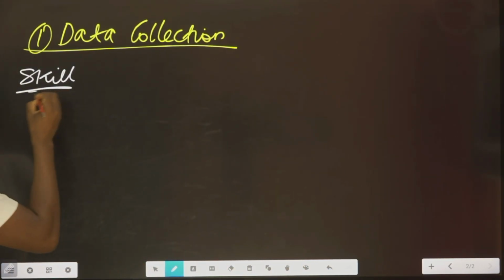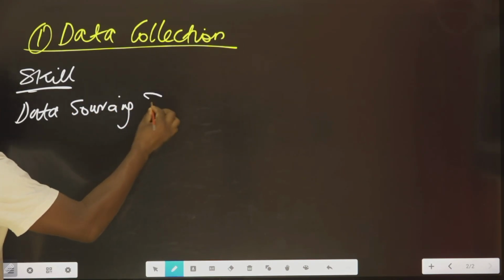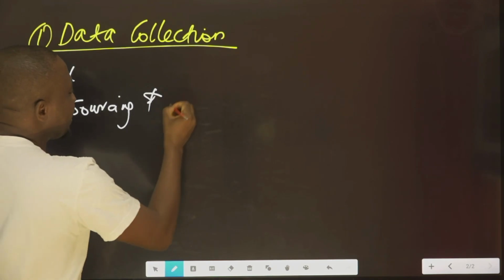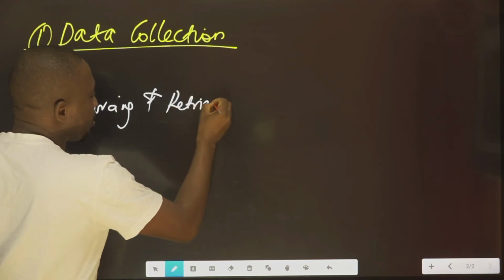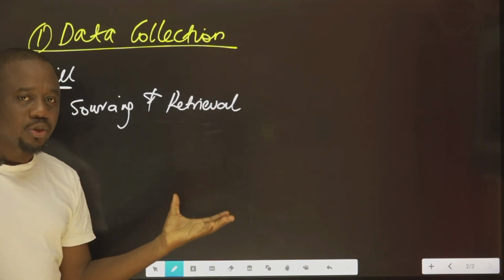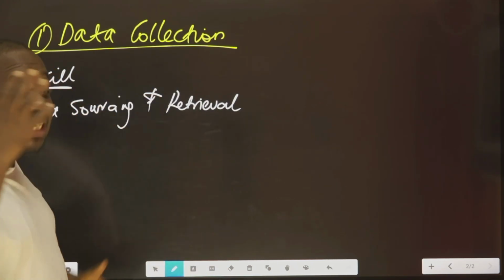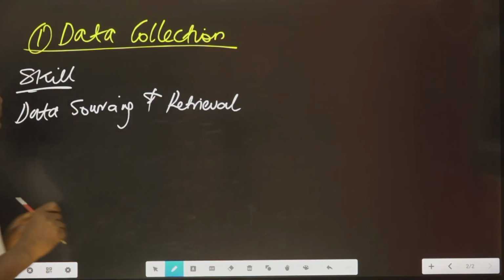So the skill you need is data sourcing and retrieval. Okay? What is the meaning of this? That is finding and gathering data from different places. Like you get your data from websites, you get your data from where? From databases. Depends on the location of the data you are looking for, okay?